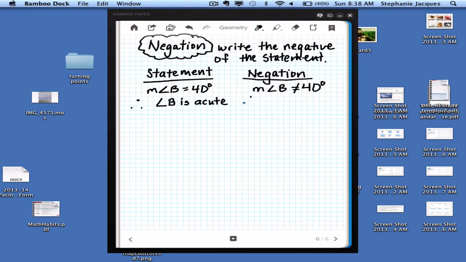I'm going to negate what they said. So I'm going to say that angle B is not acute. Well, you could say that that's true. However, if you're looking at it, you have 40 degrees. It could be 45. It could be 36. It could be 2. So it could be acute. So this is not always true. So when you negate the statement, it might make an untrue statement. So that is not always true.